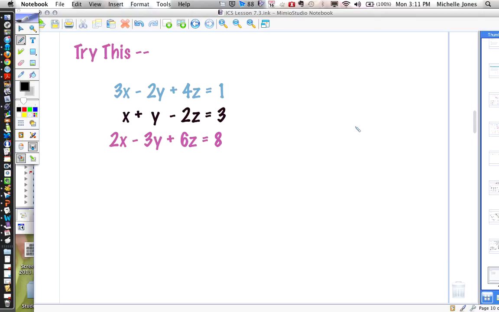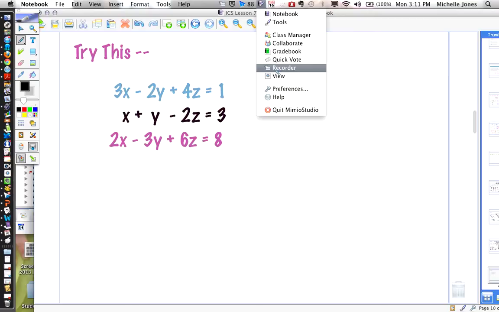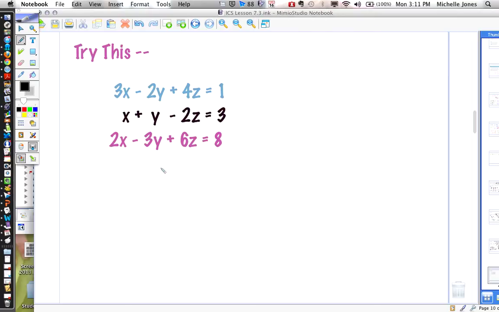Let's go ahead and try this. This is what I'm going to be checking to see if you got it right for homework. There is an answer to this one. So try your best, and I'll see you tomorrow.